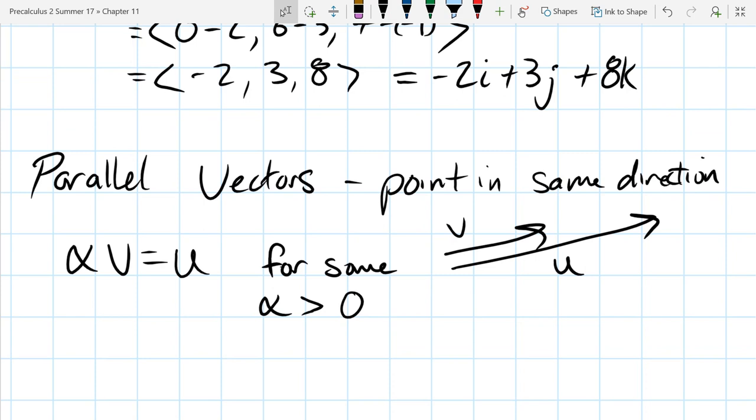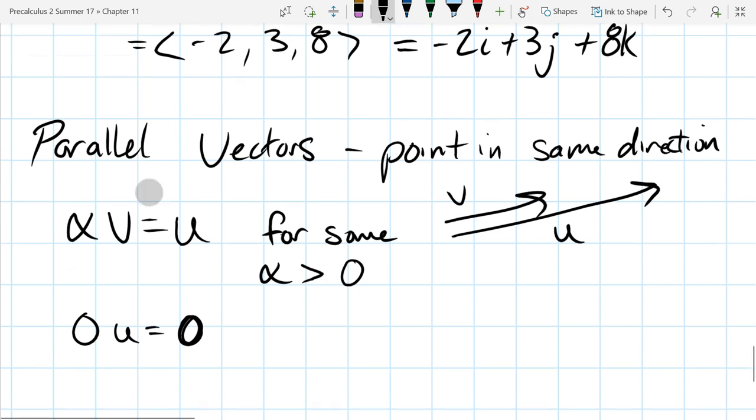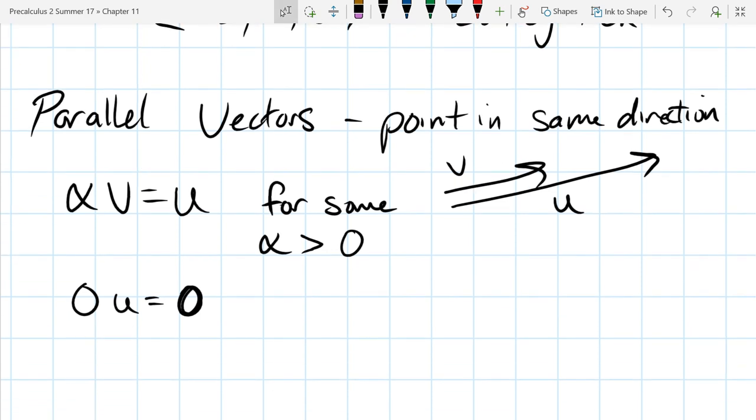So what happens if alpha equals 0? Well, what is 0 times the vector u? You actually get the 0 vector. So if alpha is 0, the only thing you'd be parallel to is the 0 vector. So it's a little silly to talk about something being parallel to the 0 vector, because the 0 vector doesn't point in any direction. So that's why we don't allow alpha to be 0.